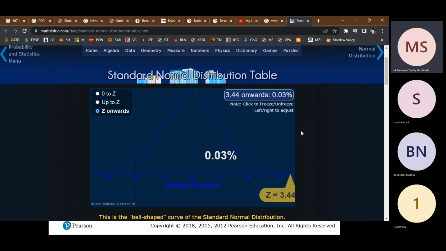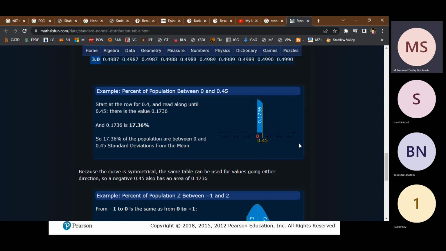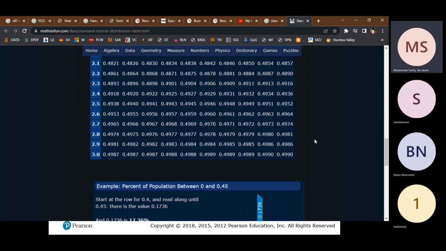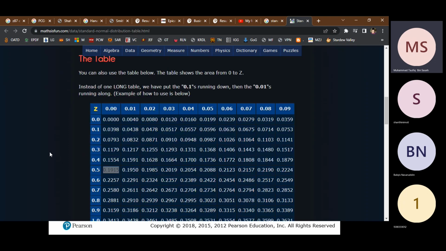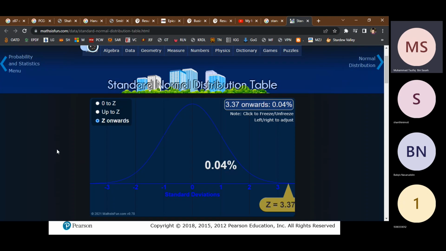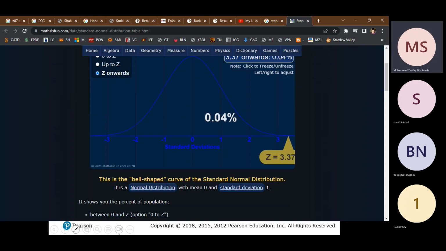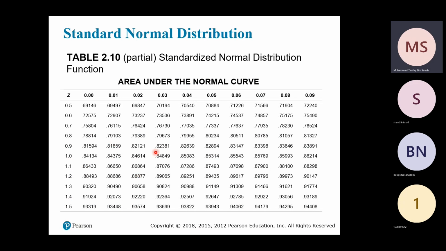Okay, so usually the table will give you the information on what kind of table you are looking at. There are three types of table. Okay, so this table is up to z.